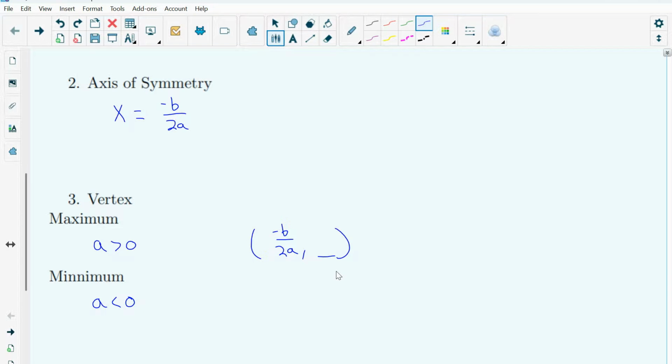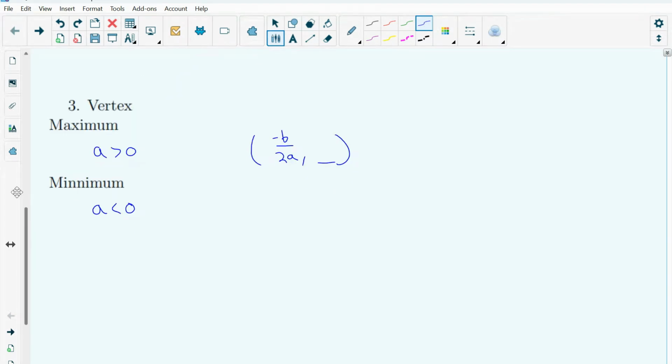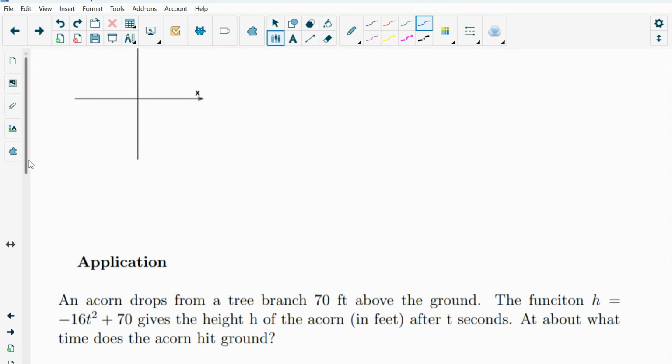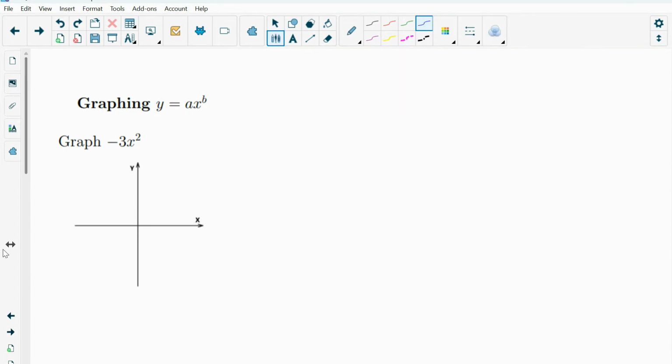Okay, so next, looking at how we'll apply these properties on page number 2. So on page number 2, we are going to graph a couple of quadratics. So graphing a quadratic is just like a lot of the other graphs that we've done this year, where we will start by creating a table.